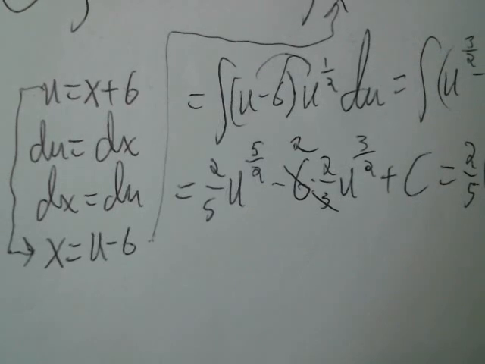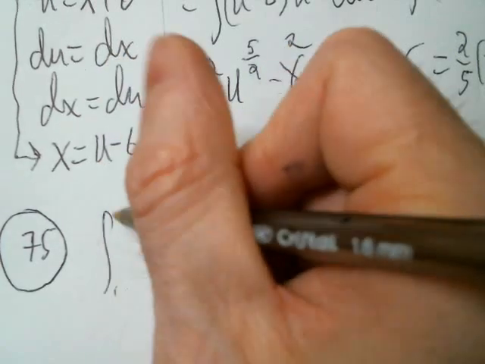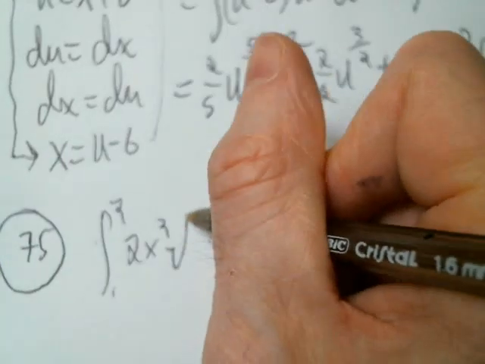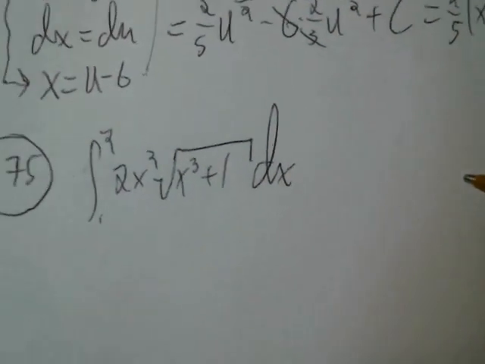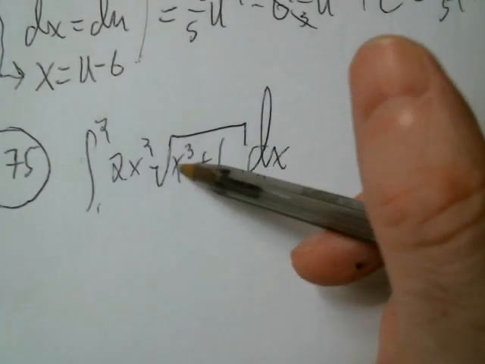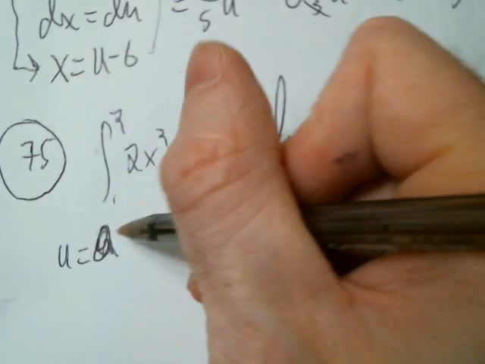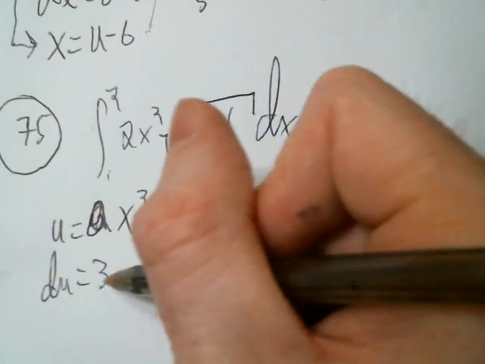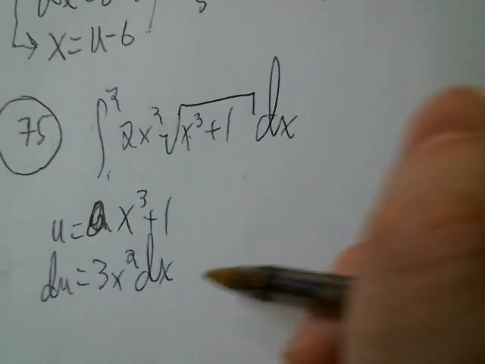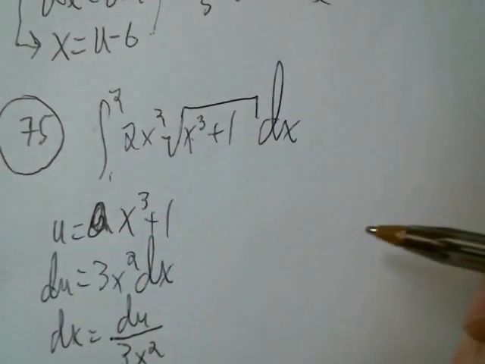Let's see, evaluating these guys. So let's try something like 75. We have the integral from 1 to 2 of 2x squared times the square root of x cubed plus 1 dx. Okay. So I'm going to do a substitution first, and you go like u equals x cubed plus 1. Okay. And then du equals 3x squared dx. So dx is going to be du all over 3x squared.